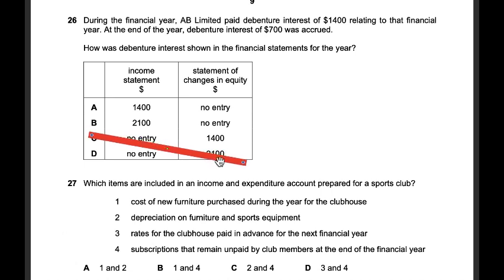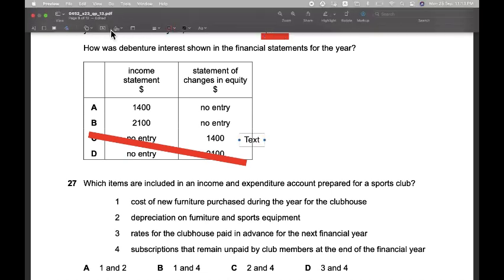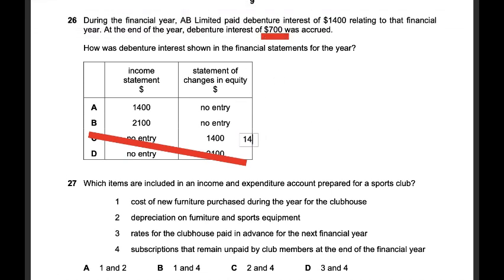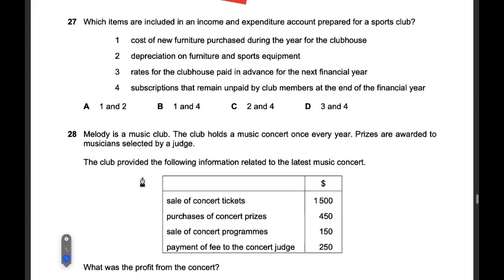Then talking about the income statement, since 700 was accrued, it relates to that particular year itself. So $1,400 for that year plus $700 gives us $2,100 for the year. Okay, they've not specified the year. So hence option B is the correct answer, because we include the accrued amount for that year as well.